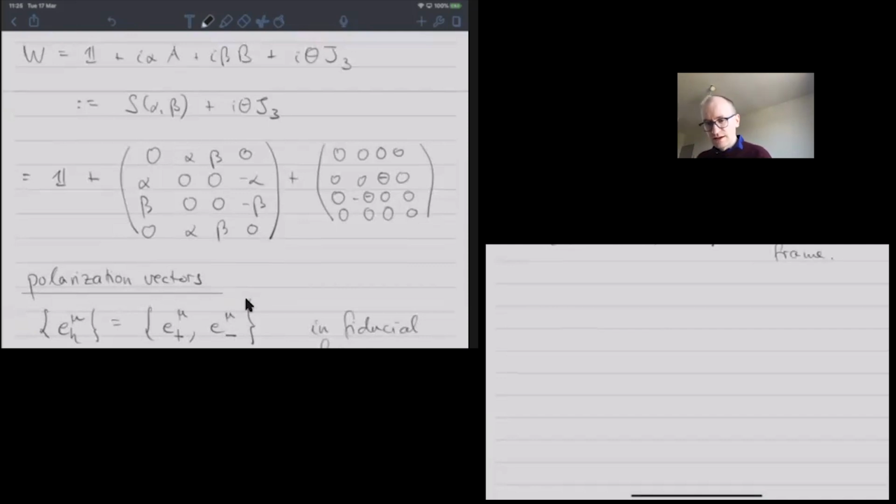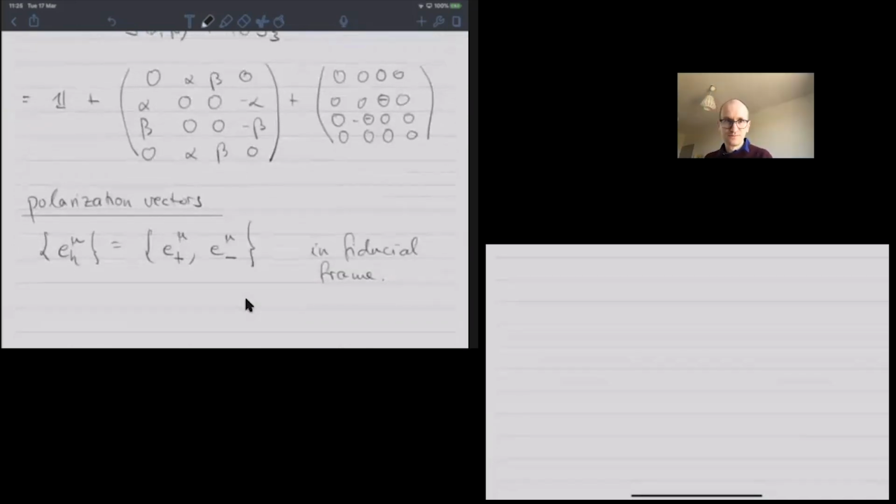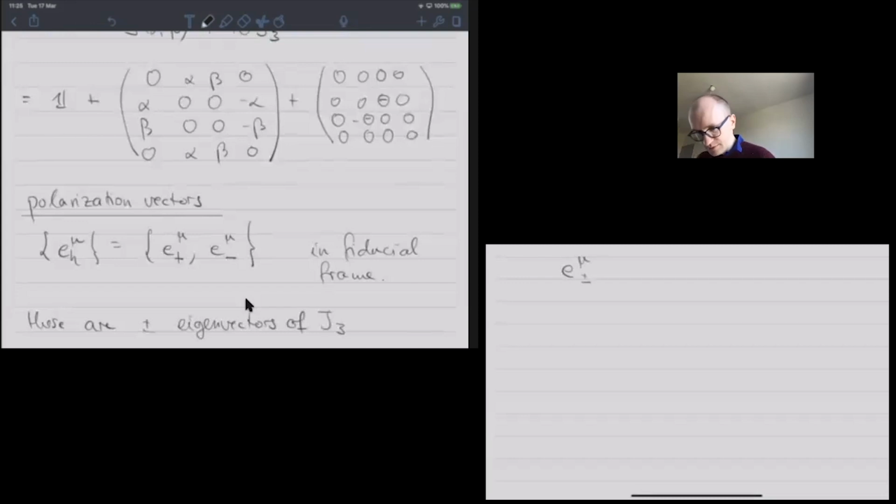According to our definition of helicity, these are the plus or minus eigenvectors of J3. So we actually just get the following. We get epsilon mu plus or minus, which is equal to 1 over root 2, (0, 1, plus or minus i, 0) with index mu. That's all there is. There's only those two.